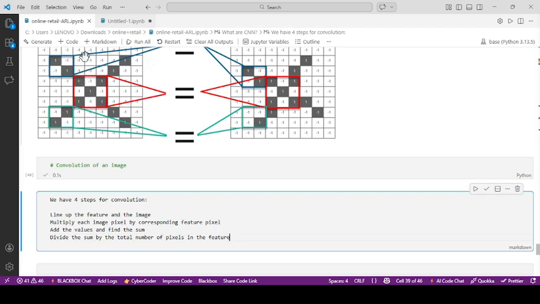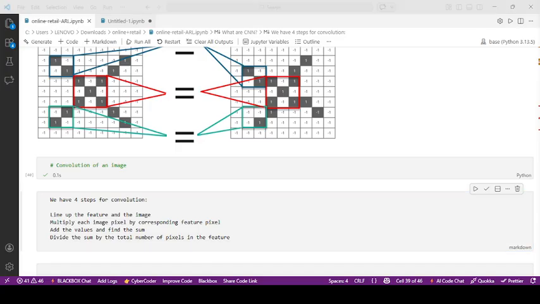So we're going to add them and find the sum. Finally, we'll divide the sum by the total number of pixels in the feature. These are the steps we have to follow. Let me just show you with the image.